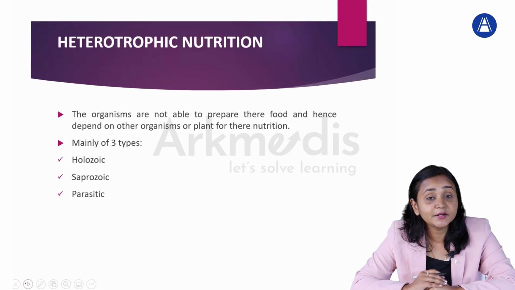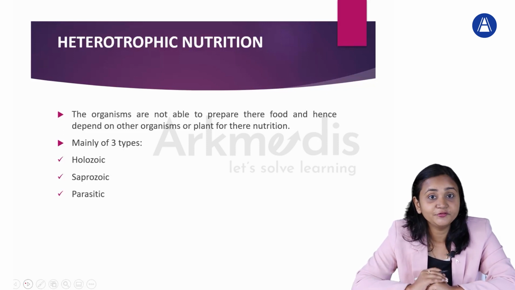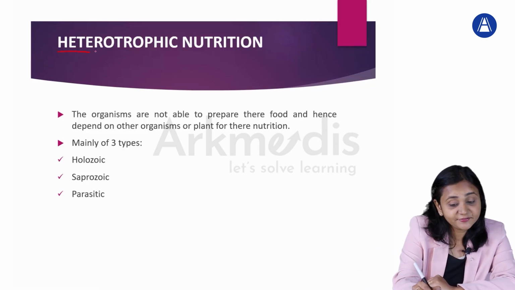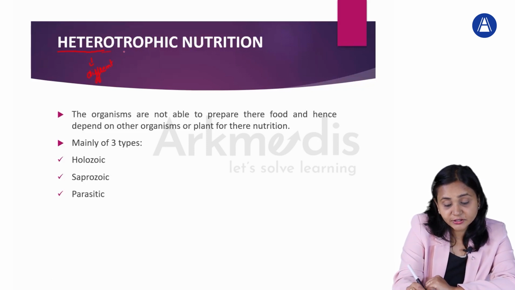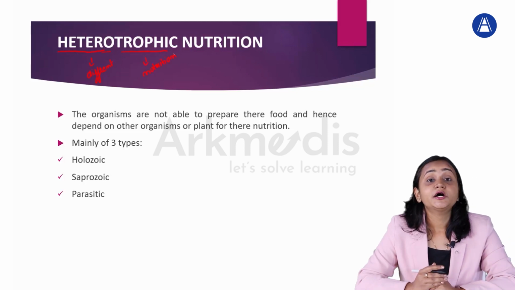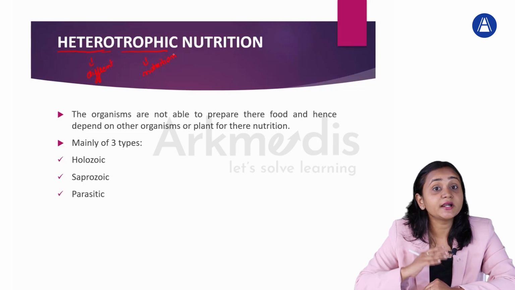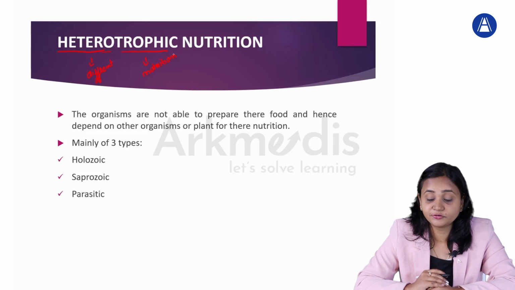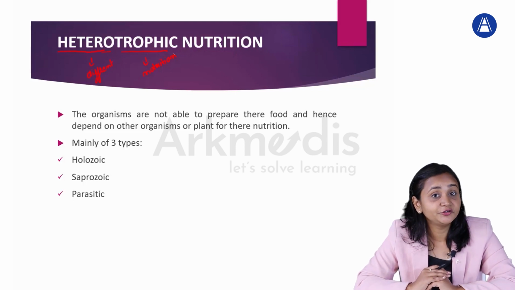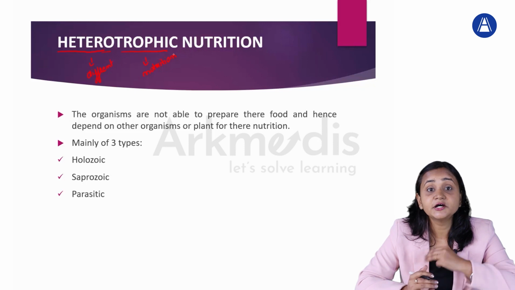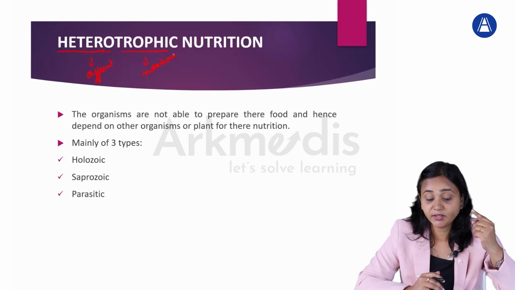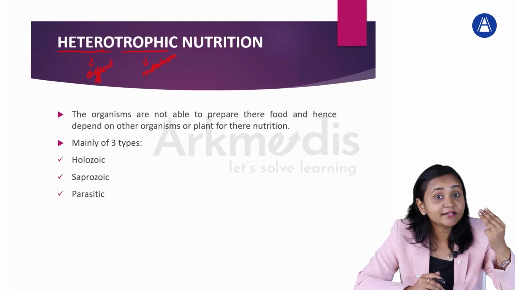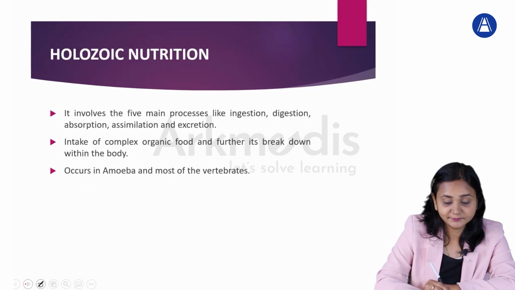Now, you will be learning about the heterotrophic mode of nutrition. Hetero means different, and trophic means nutrition. The organisms that depend upon other organisms for their food are called heterotrophs. This mode of nutrition can be studied under three modes, that is holozoic, saprozoic and parasitic mode of nutrition.